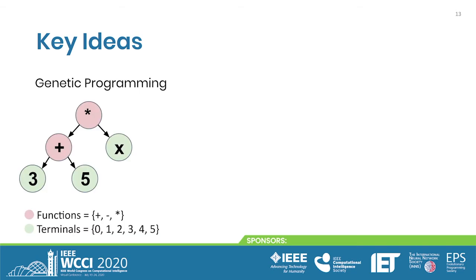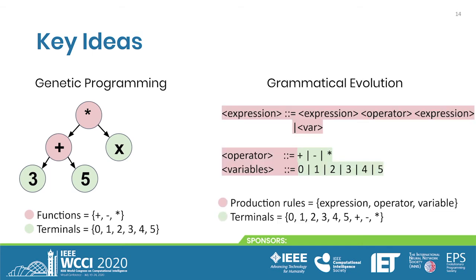A well-known way to generate programs is genetic programming. It evolves candidate algorithms, just like a genetic algorithm evolves candidate solutions. In our work, we use grammatical evolution, which is one special type of GP. It uses a grammar to restrict the search space. The grammar is composed of production rules and terminals.